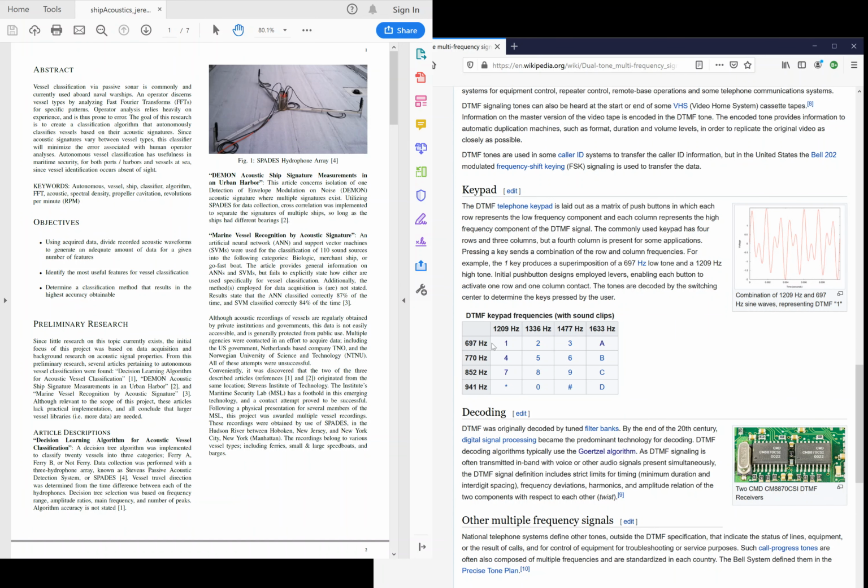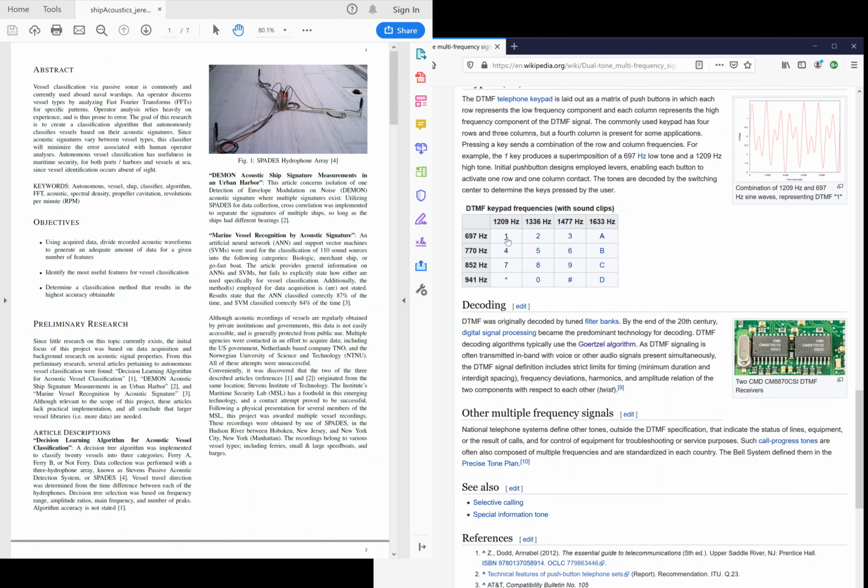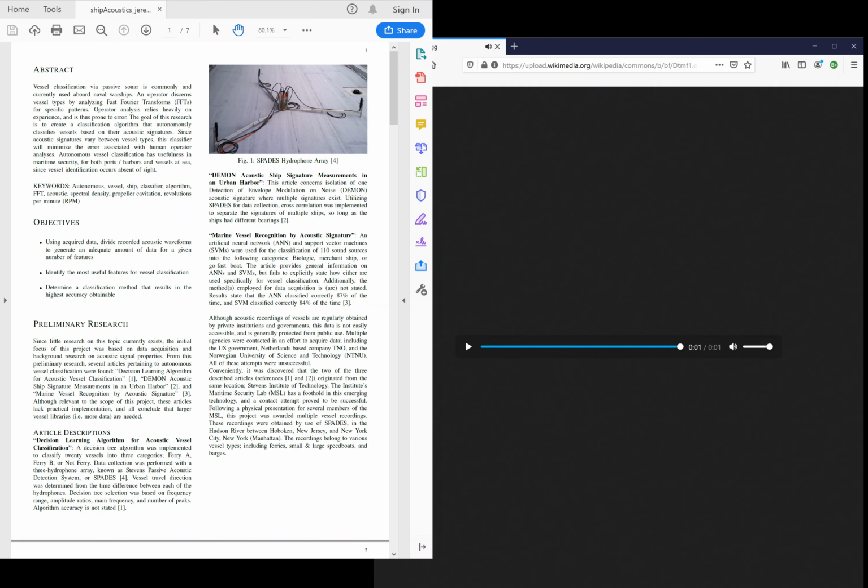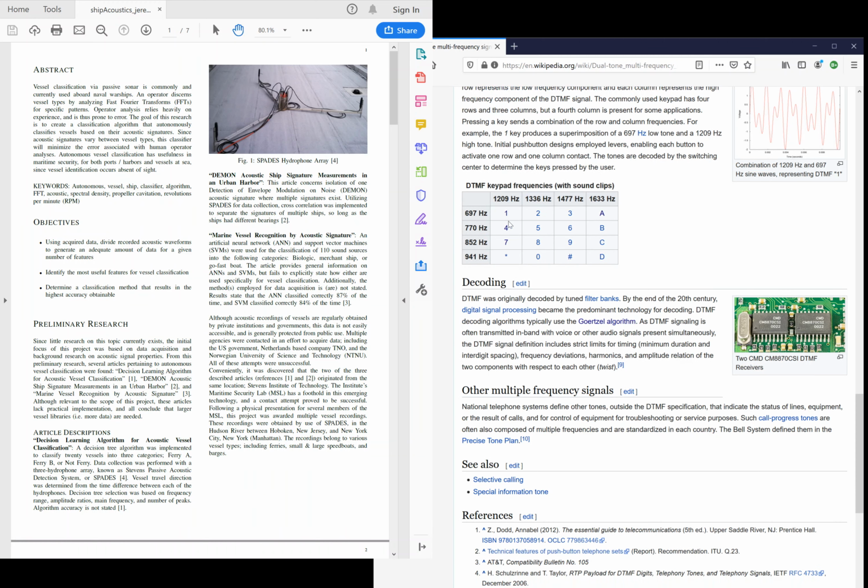And when you push, let's say, a 1, so I'm looking at this table or this matrix in Wikipedia. When you push a 1, let's hear what a 1 sounds like. All right, that's a 1. If you're musically inclined, then you may have heard two frequencies there. For a 1, the two frequencies that you hear are 697 hertz and 1209 hertz, and that combination of frequencies is unique to a 1.